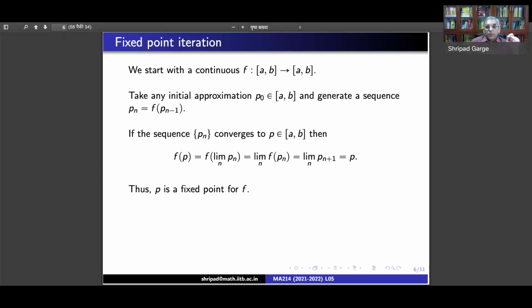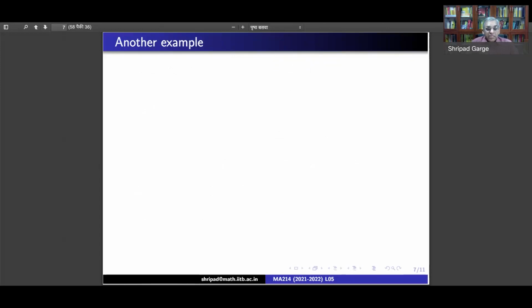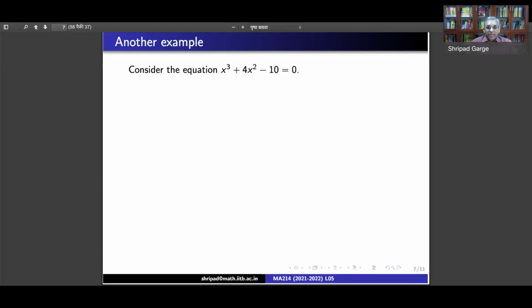Okay, so this is called the fixed point iteration method, because you are iterating the function on this point p naught itself, and then the limit point is going to be the fixed point. So this is one very simple-minded method, and it works quite well many times, but sometimes it may not work. Let's see an example to see what can happen.